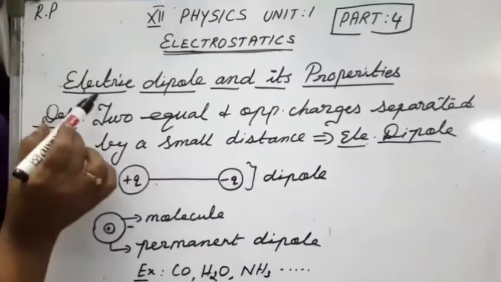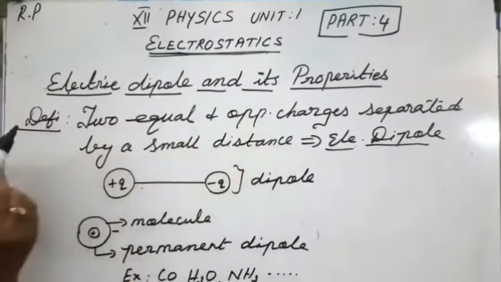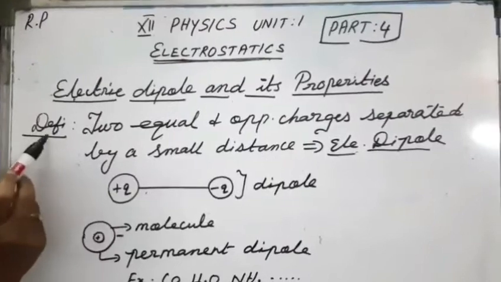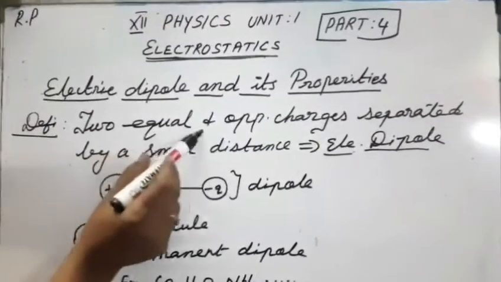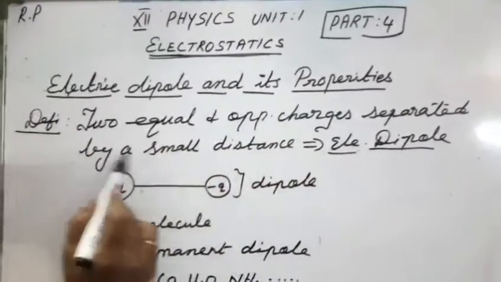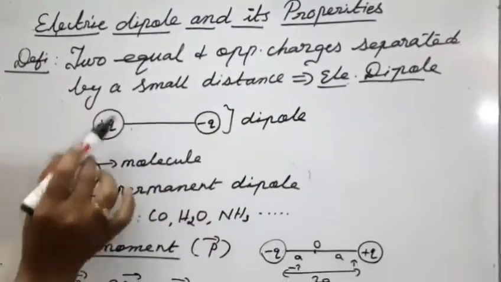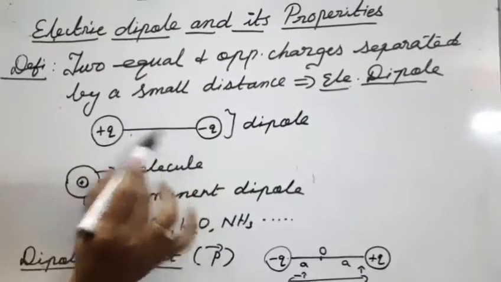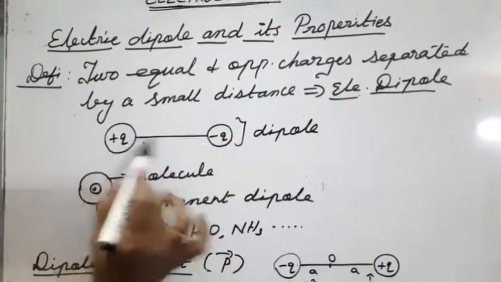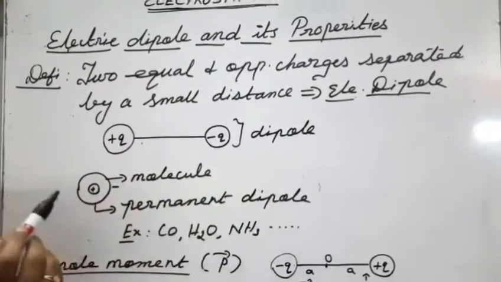In this class, we will discuss electric dipole and its properties. What is known as an electric dipole? Two equal and opposite charges separated by a small distance is known as an electric dipole. Let us take plus q as one charge and minus q as another charge. They are kept at a distance, so this is known as a dipole.